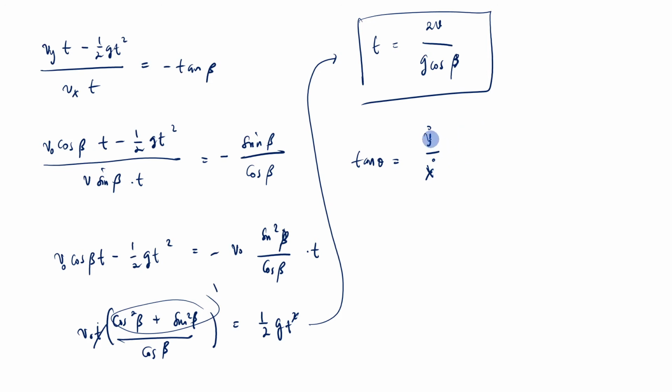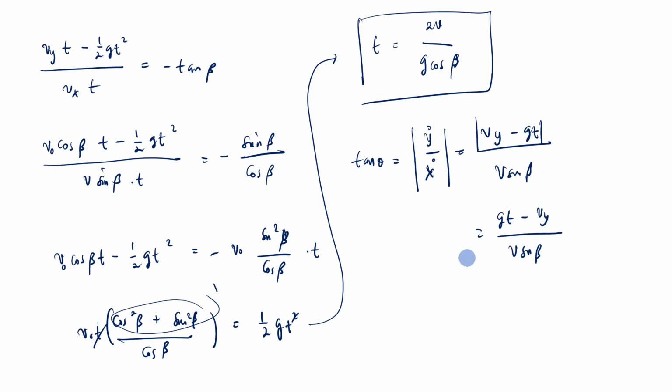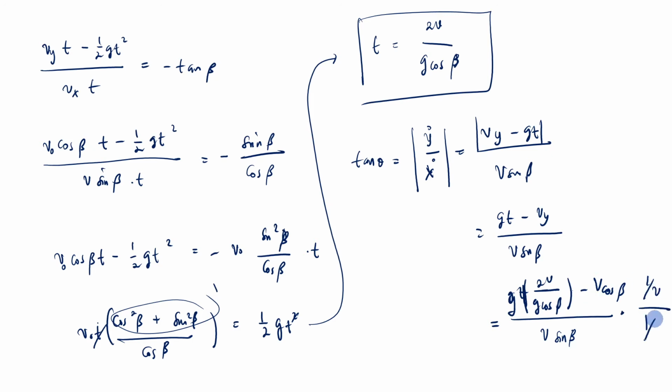And we can write V dot equals Vy minus g t. Okay, this is the absolute value. So the x component, of course, is V sin beta. We can move Vy to behind V sin beta. Of course, we can substitute Vy, and t equals 2V divided by g cos beta. This is the g, okay, minus Vy equals V cos beta divided by, okay, we can divide by V sin beta, and we can simplify this term by multiplying by 1 divided by V.